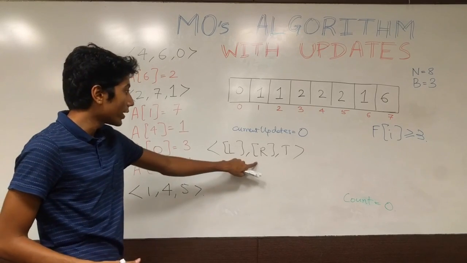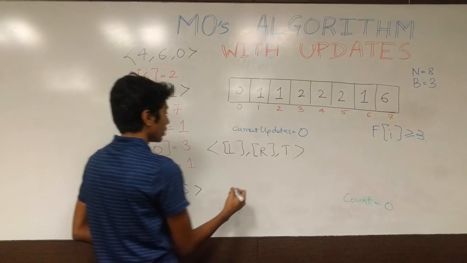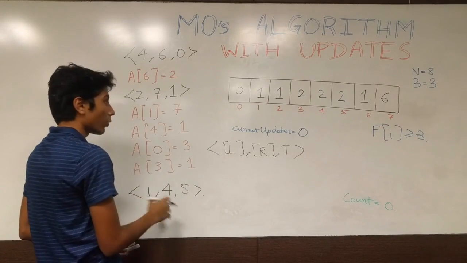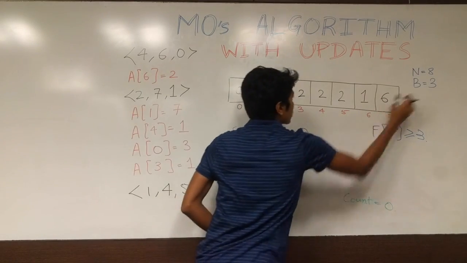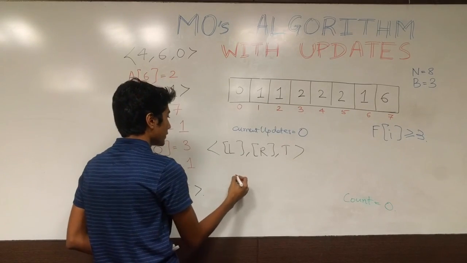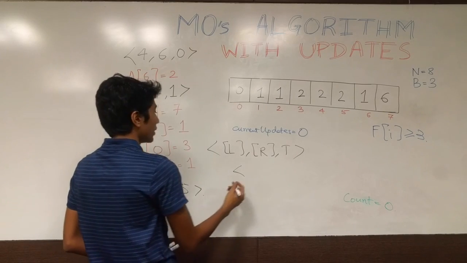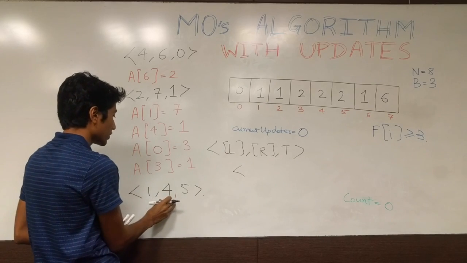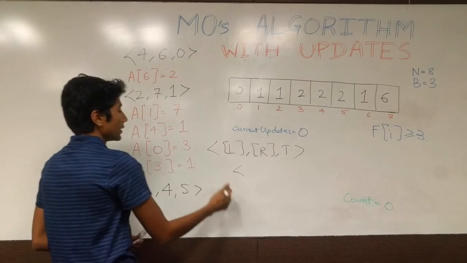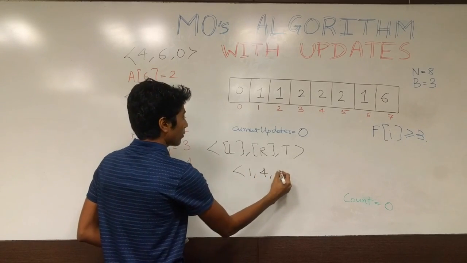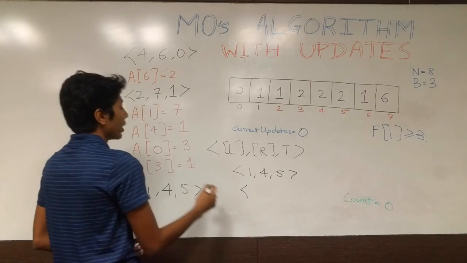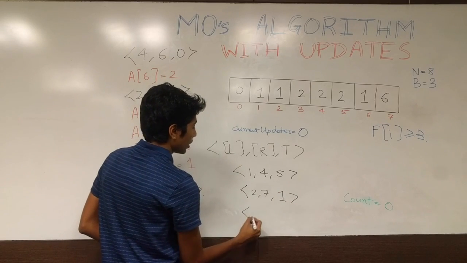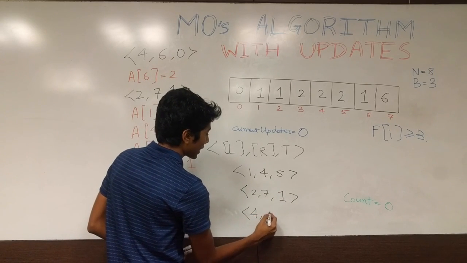Now if you sort according to this tuple, you get, so the first left index is 2 and 1 will fall in the same left block because block size is 3, because the array size is 8. So now we need to look at the right index. So the right block index of this is smaller. So that is 1, 4, 5 as your first query. You have 2, 7, 1 as your second query. And your last query is 4, 6 and 0.